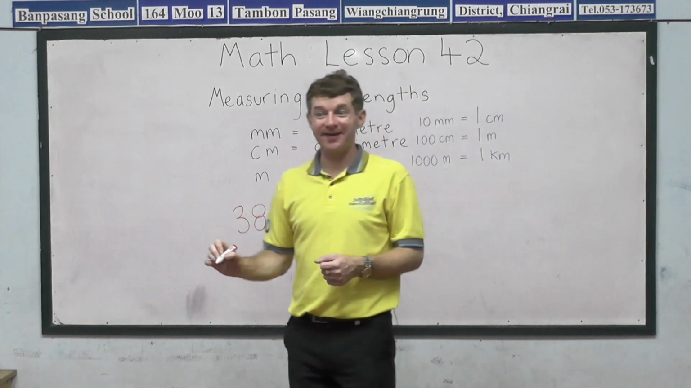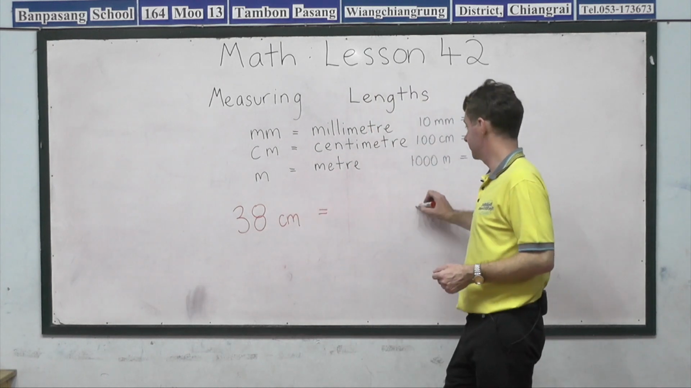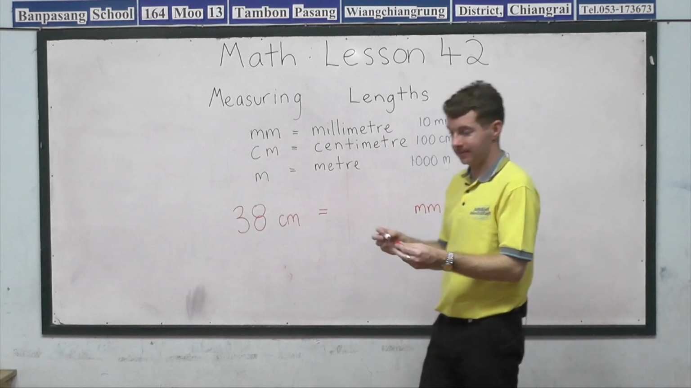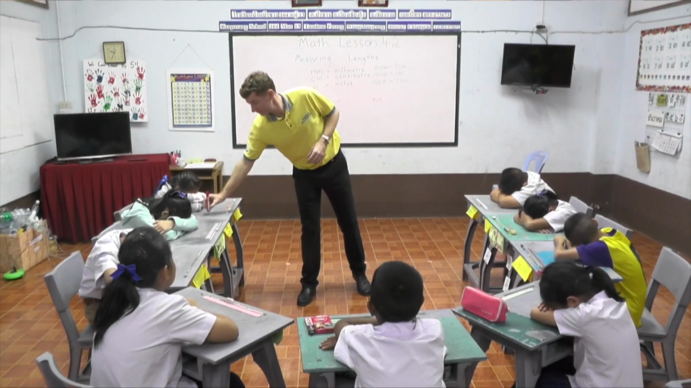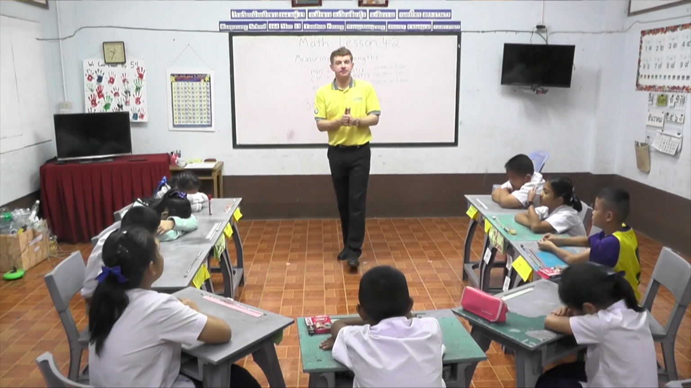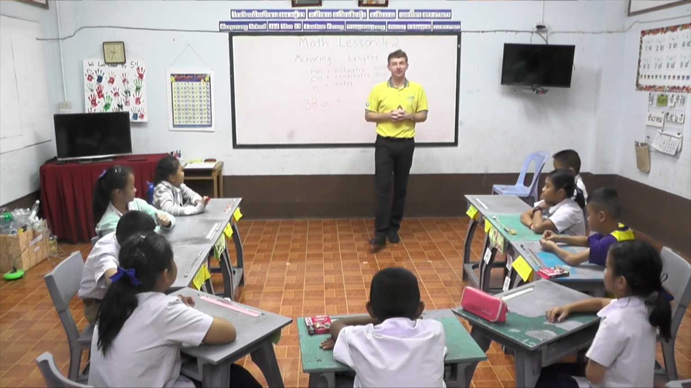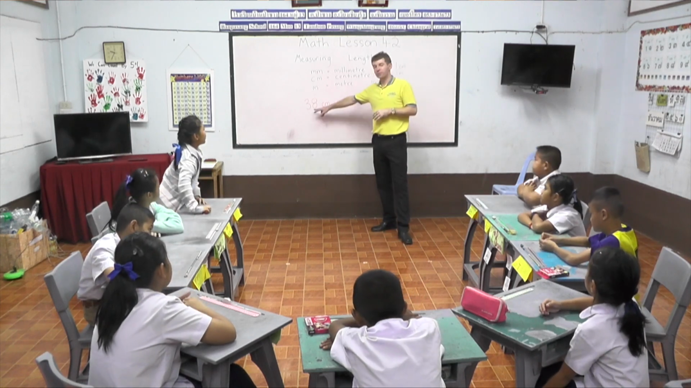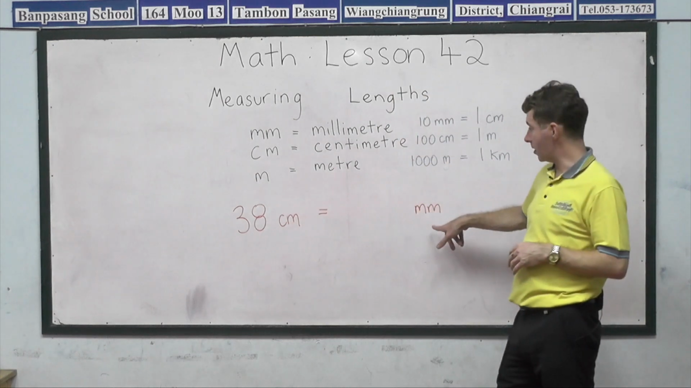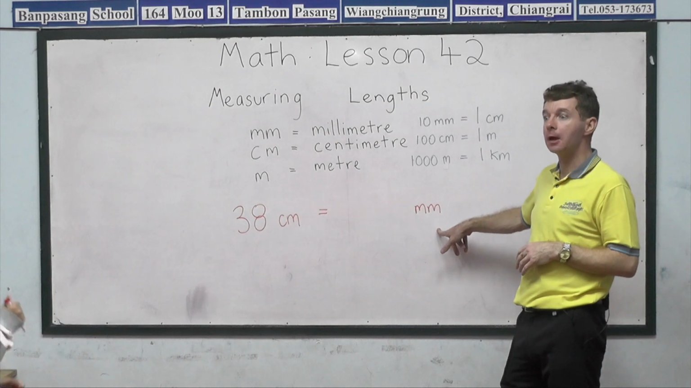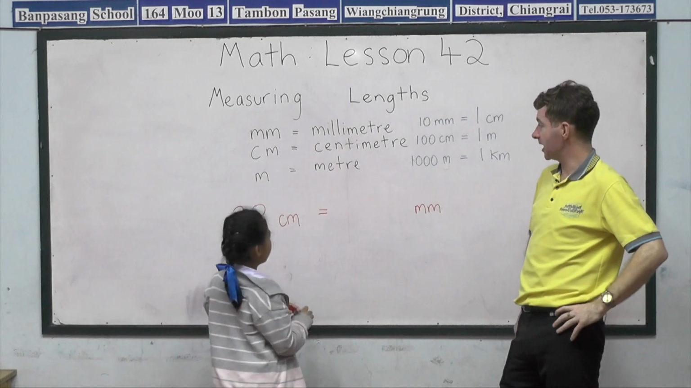So sorry guys, close your eyes. Open your eyes, guys. Nadia, come and join teacher. So what do we have? Which unit has Teacher Wes written? 38 centimeters. But now we have to convert into millimeters. So we don't go up, we go down. So what do you think, Nadia?